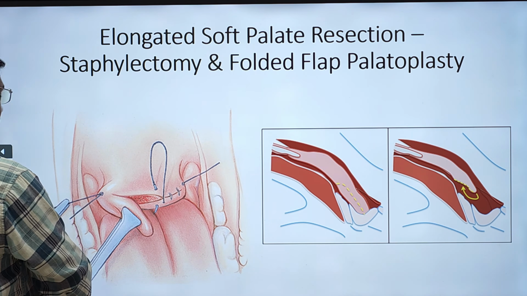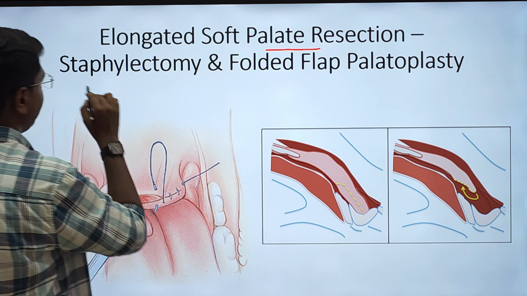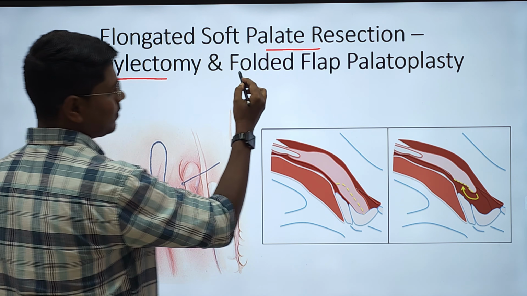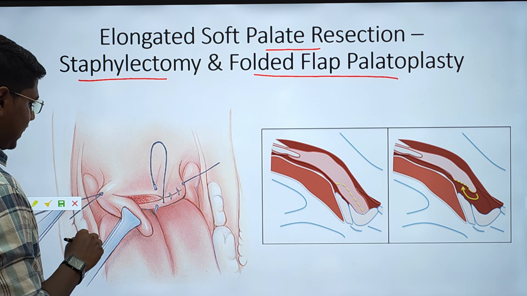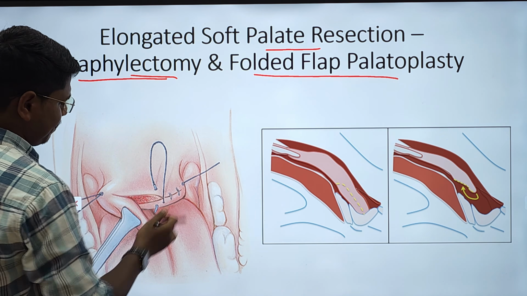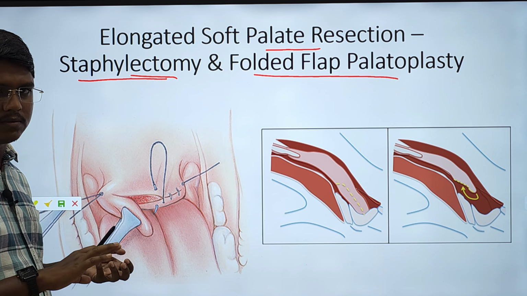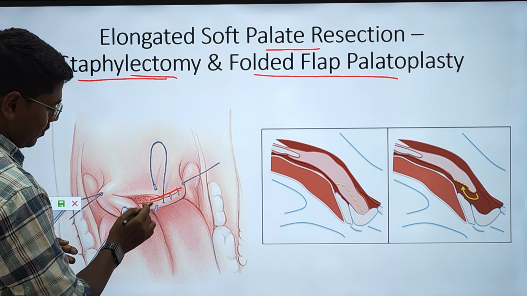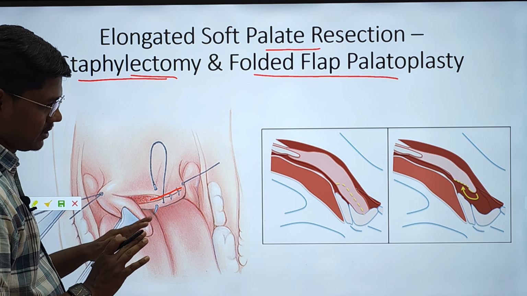Next, there are two surgeries for the soft palatal resection: staphylectomy and folded flap palatoplasty. These two are the techniques. For staphylectomy, you simply have to remove the extra portion of the soft palate and suture it. As simple as that. Resect.